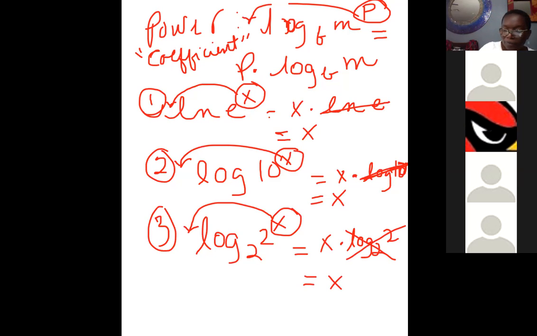Now, those are the 3 properties that we use to condense as well as expand the log. These guys are not difficult. However, they are very tedious, especially when you're having to type these answers into my math lab.